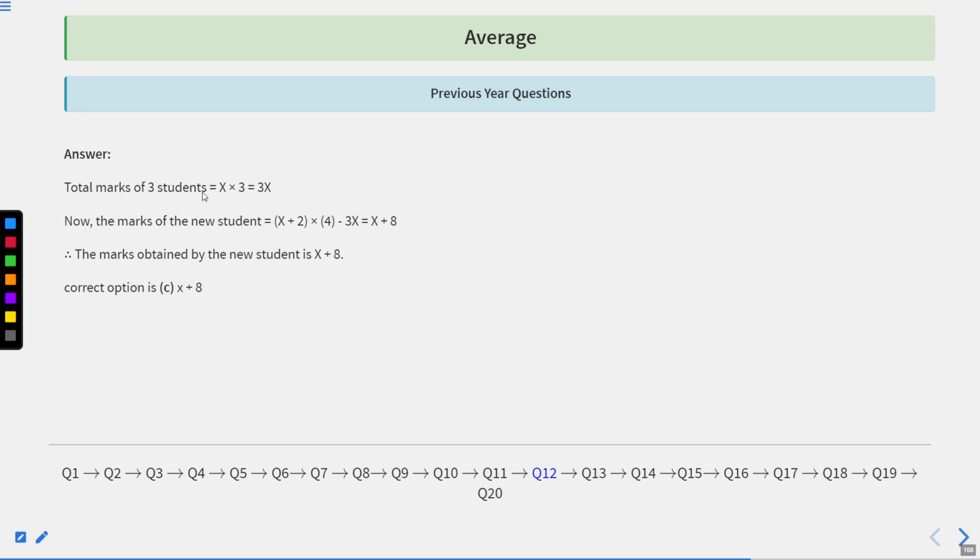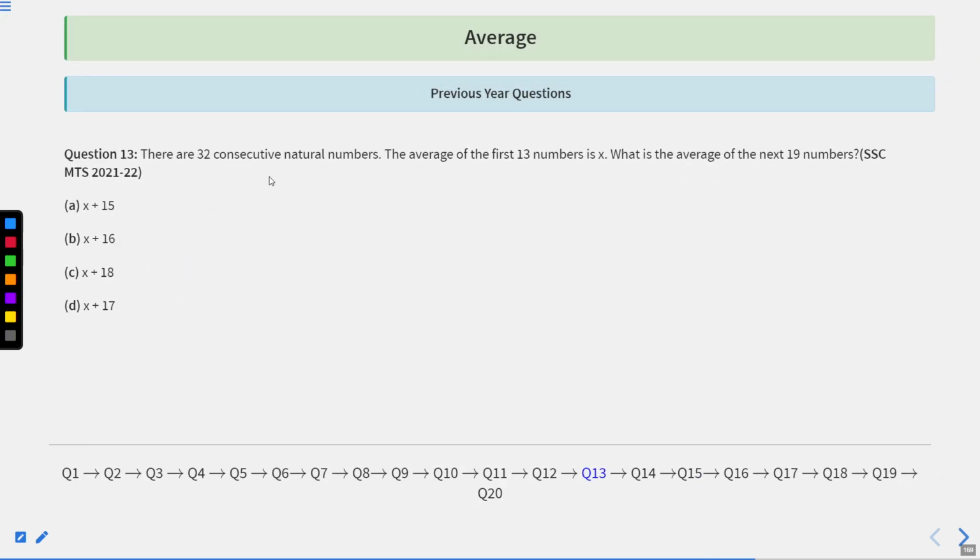So the total marks of 3 students is x into 3, that is equal to 3x. Now the marks of the new student is equal to (x plus 2) times 4 minus 3x, and it will be equal to x plus 8. Therefore, the marks obtained by the new student is x plus 8. So the correct option here is option C, x plus 8.